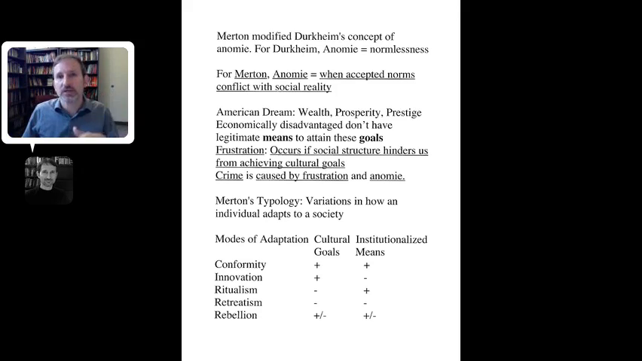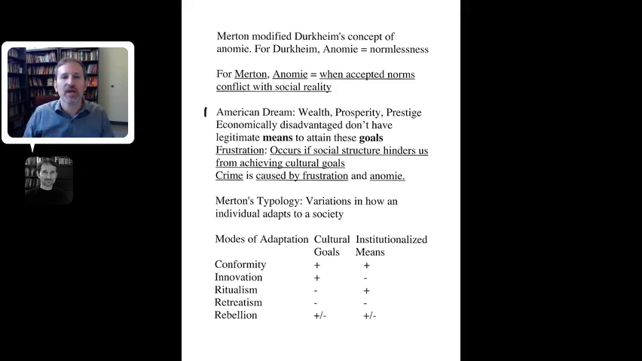Merton is the next theorist who took Durkheim's ideas and tweaked them, modified them. For Merton, anomie wasn't that the norms are falling apart, like Durkheim said. Merton said the norms are there. It's just that people can't always follow the norms. The norms are in conflict with social reality.